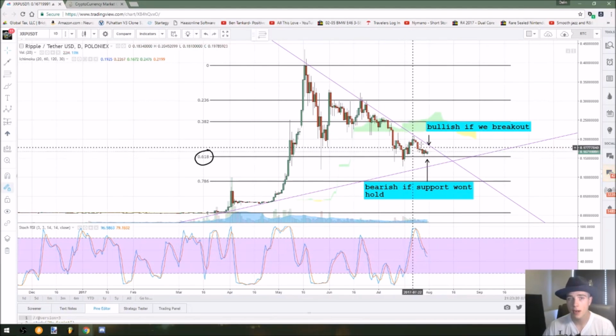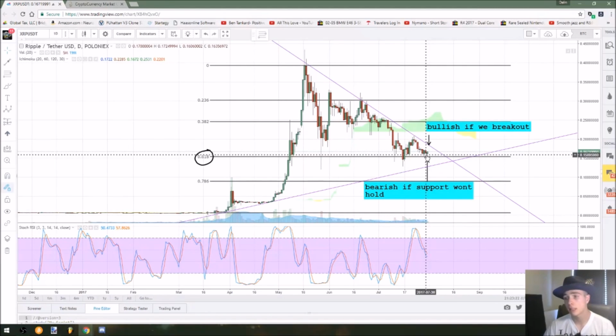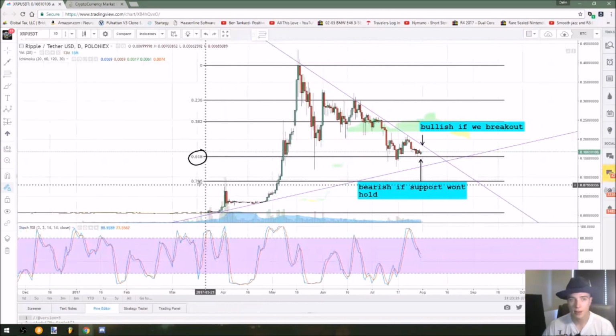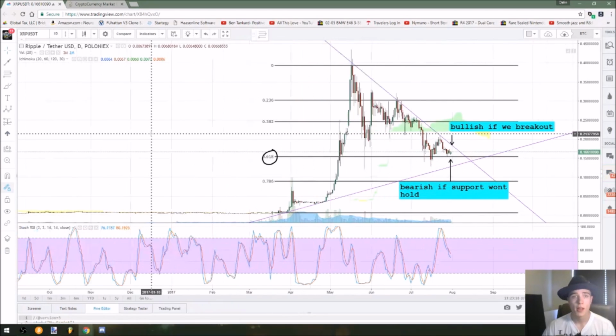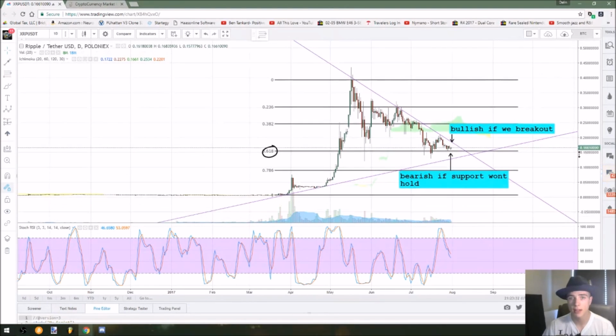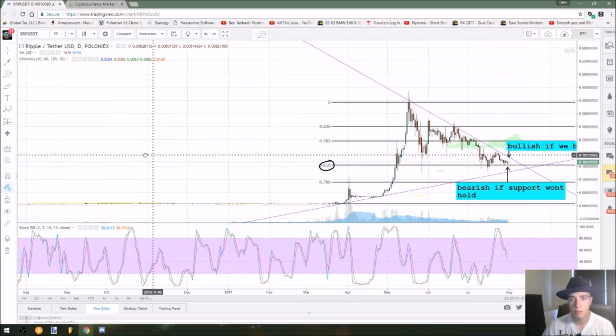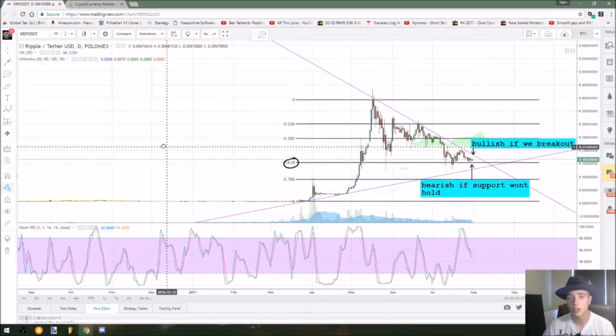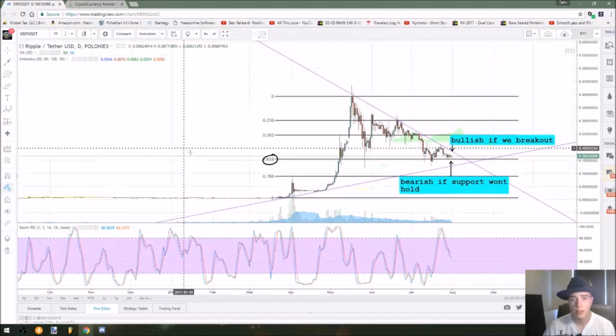But like I said, if we break below this point here, I would expect a bigger bearish move, and that would therefore drop down to the 786 Fibonacci. This looks good to me. This looks very good, especially with crypto market cap taking off like it is. This is one of the better looking charts, and also a good risk to reward ratio for entries.